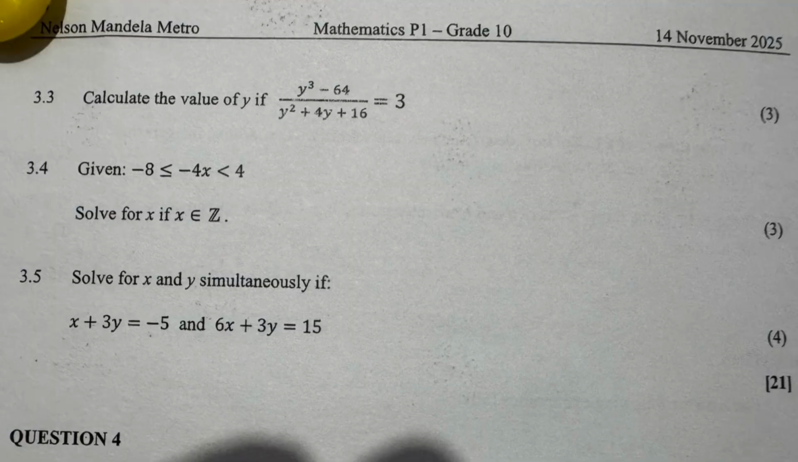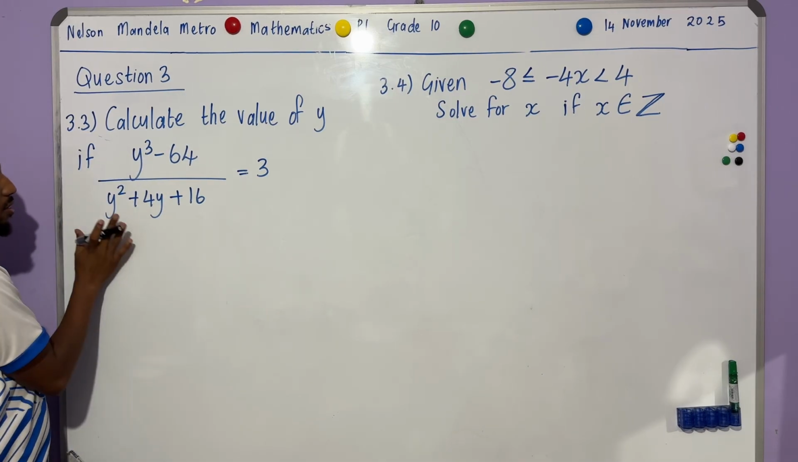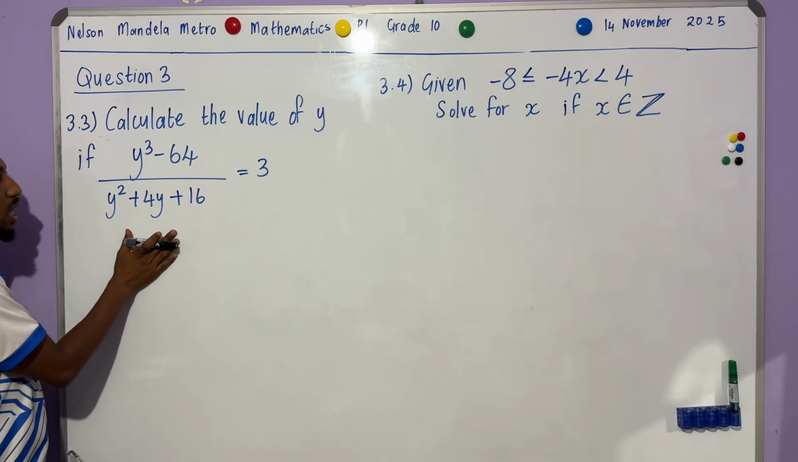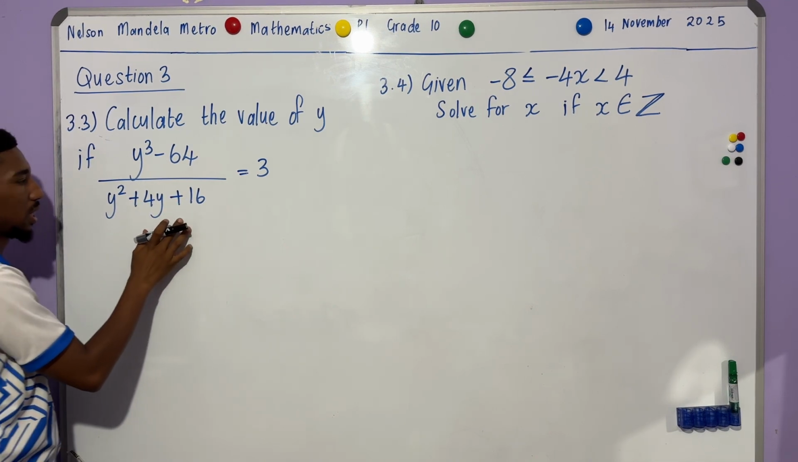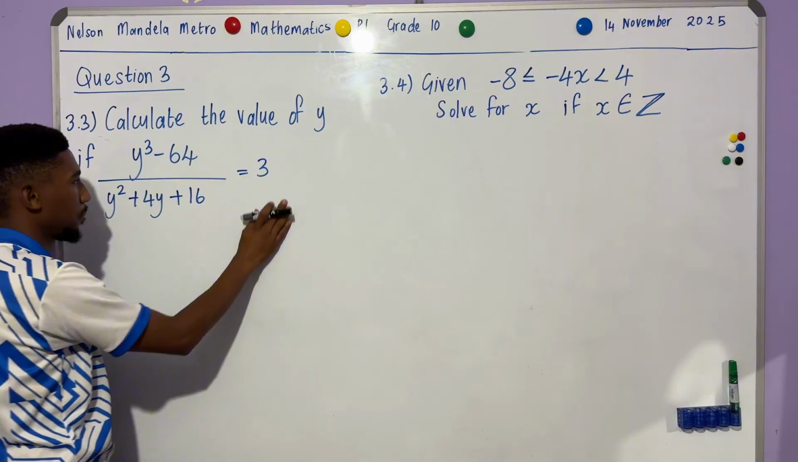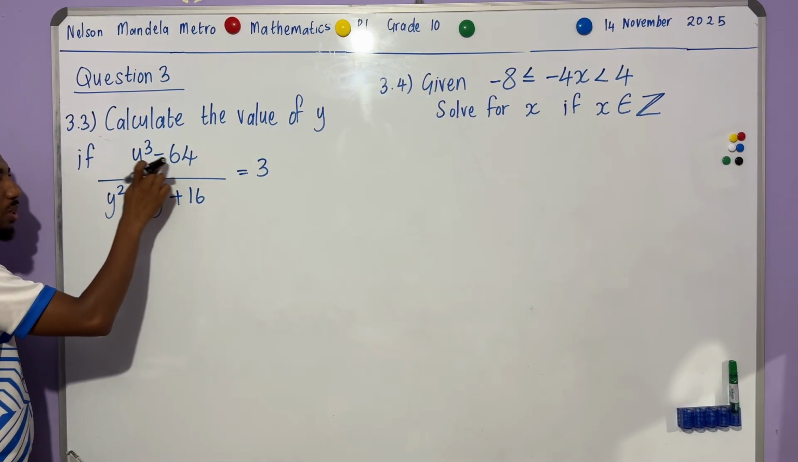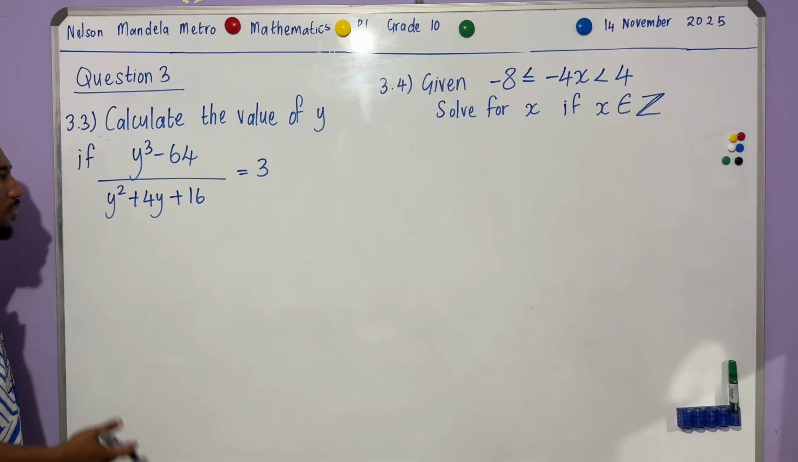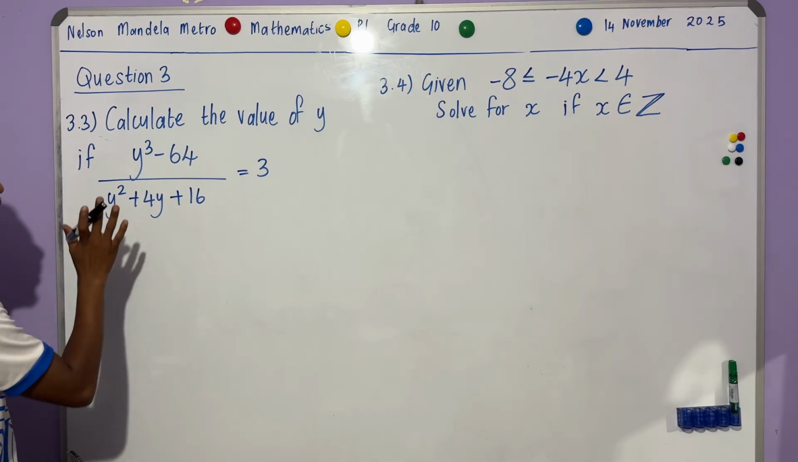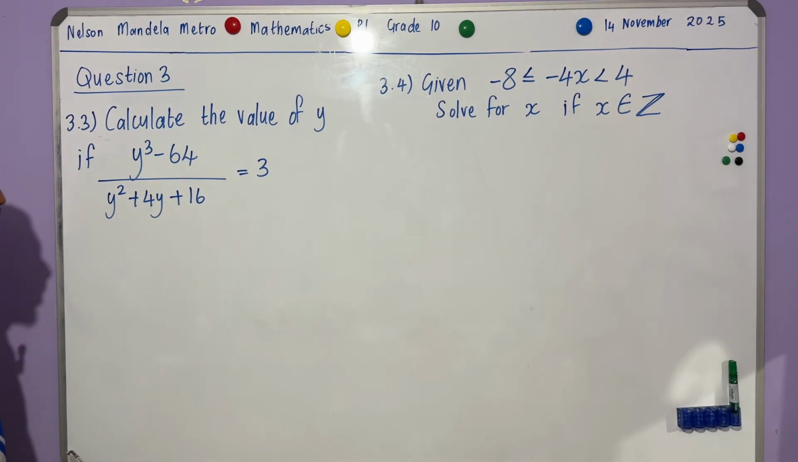Okay, let's have a look at 3.3. 3.3 says calculate the value of y if, and we have a big fraction over here, y cubed minus 64 over y squared plus 4y plus 16 equals 3. Now we can see there's a cube there and there's a cube over there, and we can see the subtraction sign. So the first thing we're going to do is factorize over there. So let's start with that step.